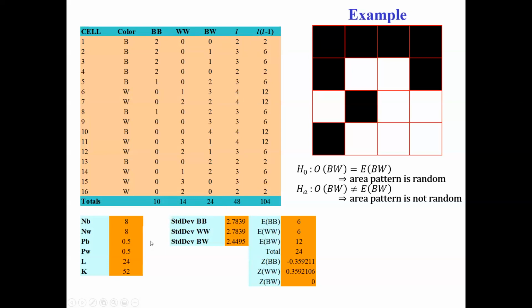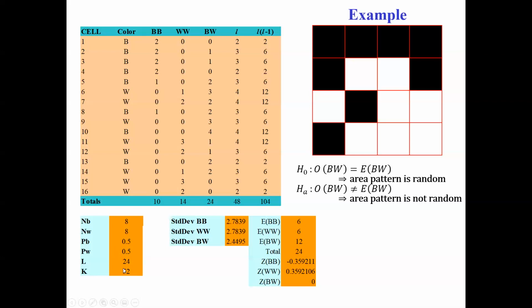So let's see what's going on here. In this small table, NB is the number of black cells, 8. Right? 1, 2, 3, 4, 5, 6, 7, 8. On the other hand, there are 8 white cells, and the probability of finding a black cell is 0.5, because there are 16 cells in total, 8 of them black and 8 of them white. So half, 0.5 for finding a black cell, 0.5 for finding a white cell.